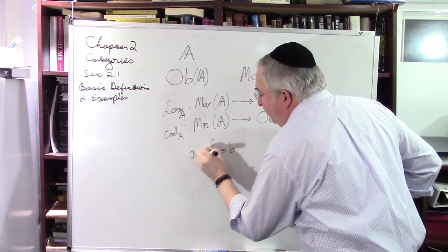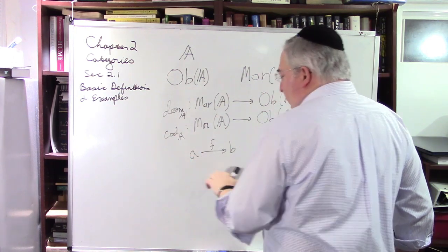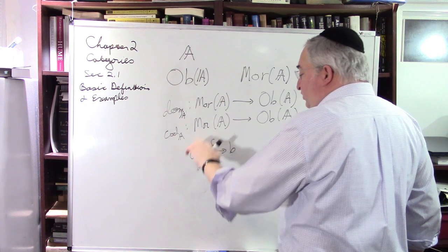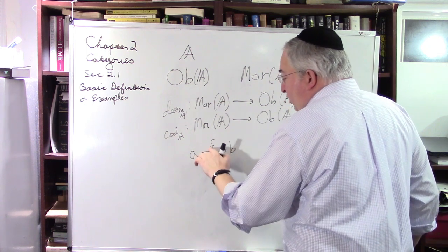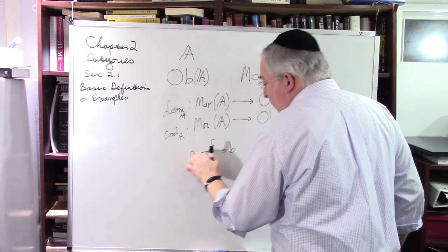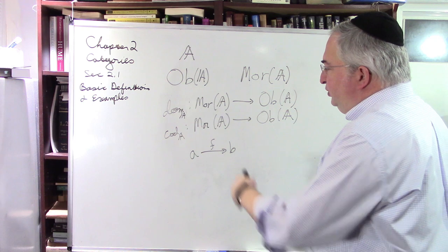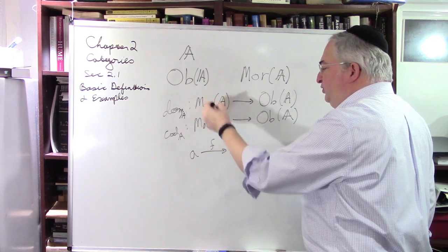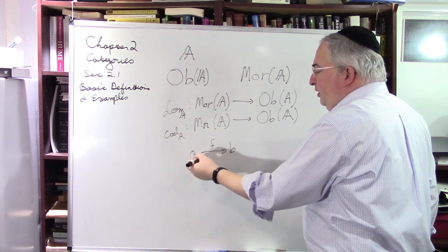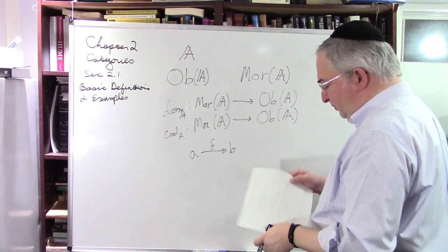If this is a typical object in a category, and this is a typical morphism in the category, then what we're saying is the domain of F is A, the codomain of F is B. Okay? This is just a fancy way of showing you, with functions, where the starting point of every morphism is and where the ending point of every morphism is.